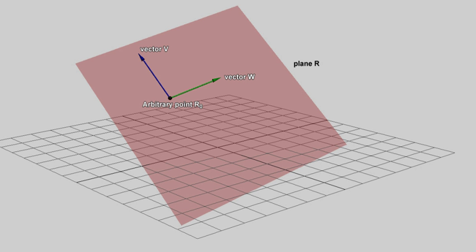Topic: planes embedded in three-dimensional Euclidean space. This section is solely concerned with planes embedded in three dimensions, specifically in R3.